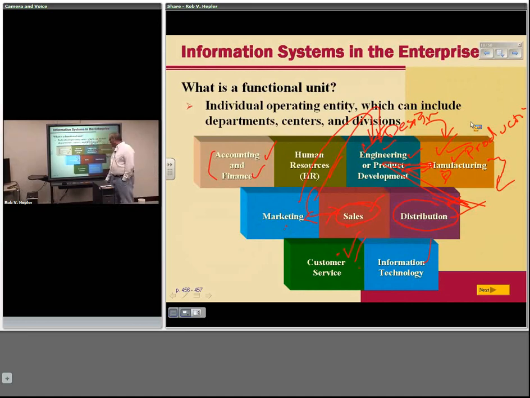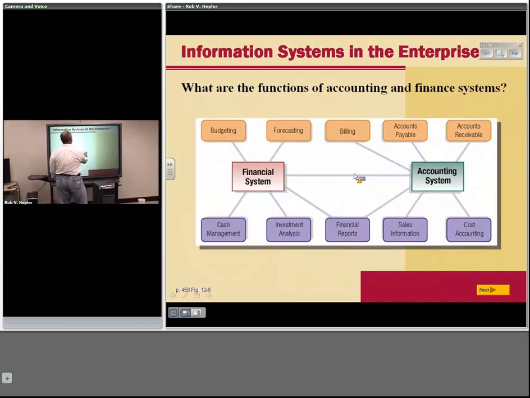And of course, here's the folks that make it happen, IT, information technology. All right. Here's the functions. And of course, these are the things you have to automate and make work. These are the functions you need to have in your system. And this is just accounting and finance.